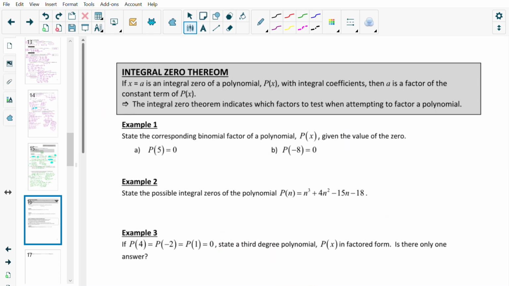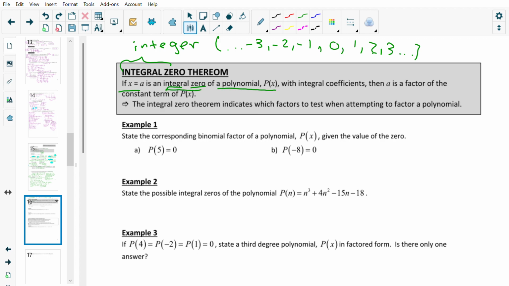Which brings us to the integral zero theorem. If x equals a is an integral 0, so integral, not integrating for calculus. This means they are integers. Remember integers? Negative integers are -3, -2, -1. 0 is also an integer. 1, 2, 3, and so on, right? So those are integers. So if x equals a is an integral 0 of the polynomial p of x with integral coefficients, then a is a factor of the constant term of p of x.